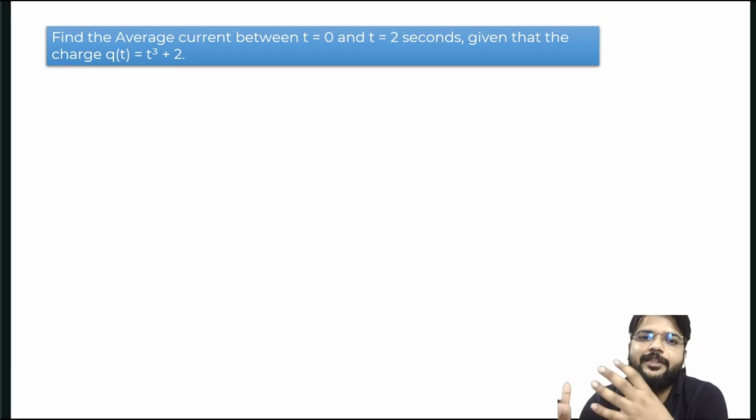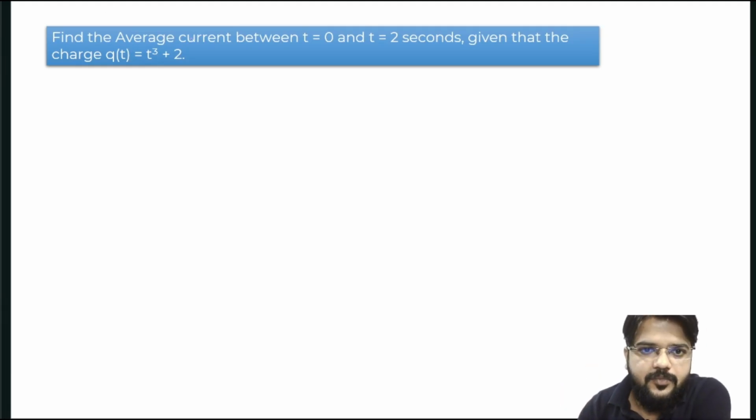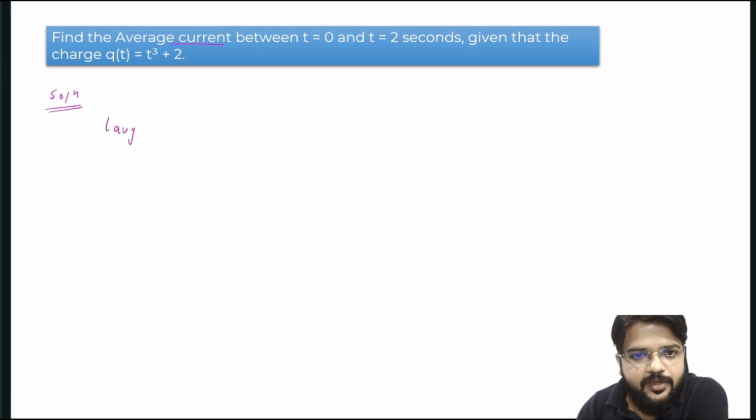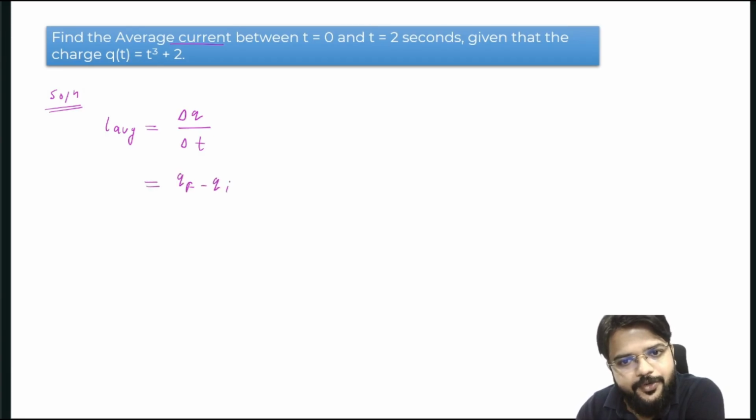Let's see the next question. Find the average current between t equal to 0 and t equal to 2 seconds, given that the charge q equals t cubed plus 2. So here we want the average current in the interval t equal to 0 to t equal to 2 seconds. Average current can be written as delta q by delta t, and delta q is q final minus q initial, divided by delta t.